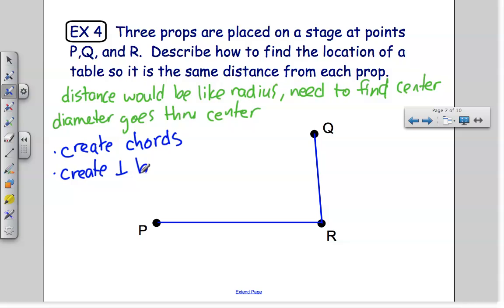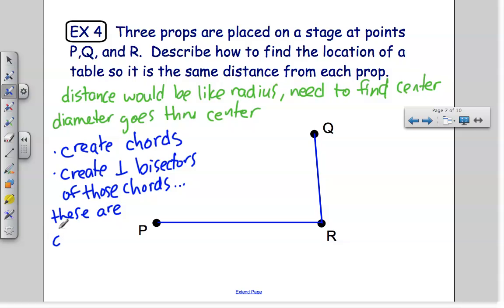Create perpendicular bisectors of those chords, because those would be diameters. And I know that diameters will meet in the center. Okay, so I gotta make this look the best I can.